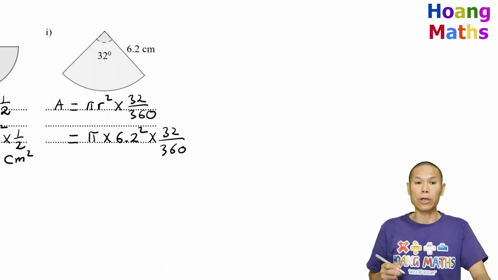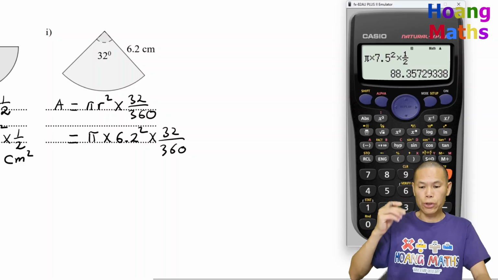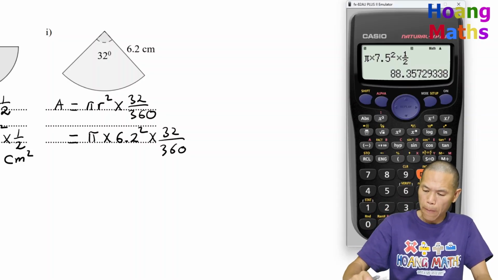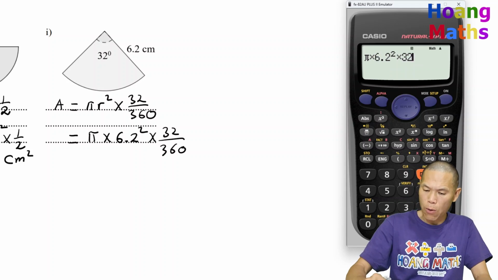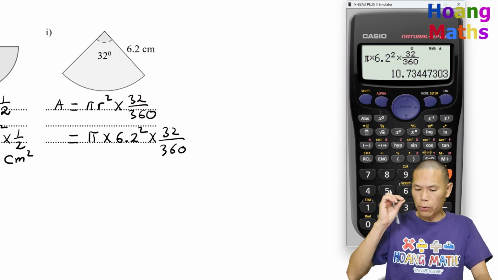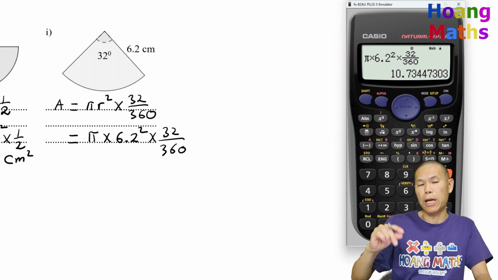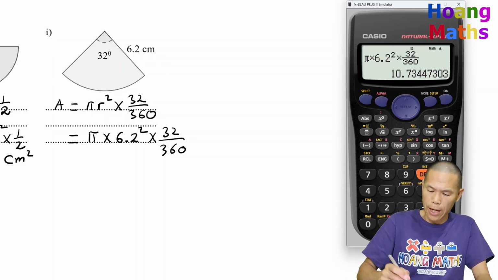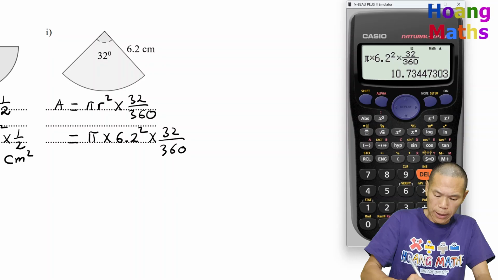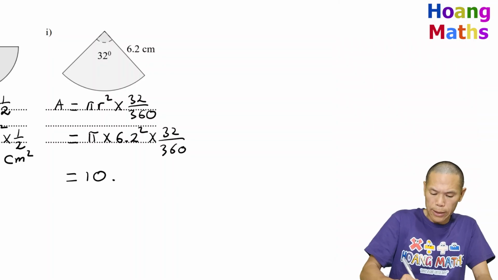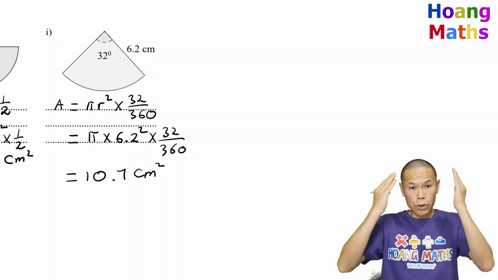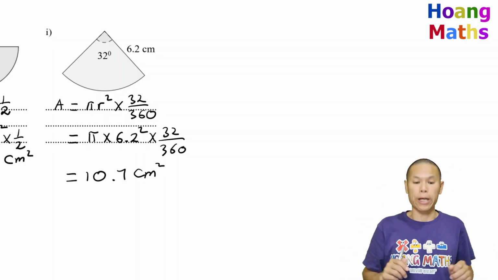There you go. So I just put on a calculator. So I just go shift pi times 6.2 squared, and we times 32 out of 360. So there you go, 10.73. So it becomes 10.7. Okay, correct to 1 decimal place. So 10.7 square centimeters. So there you go, and I hope you got it correct.